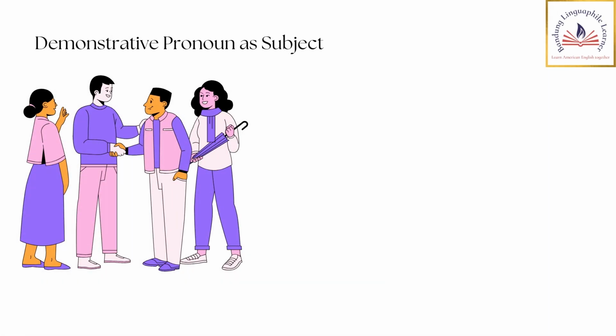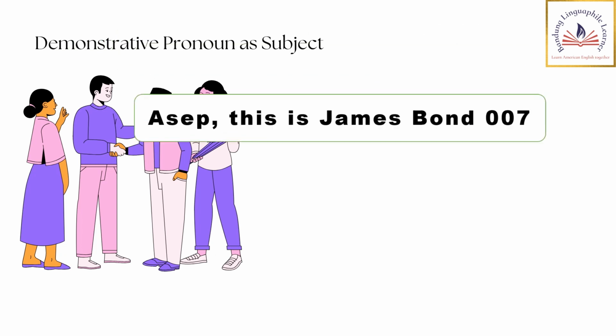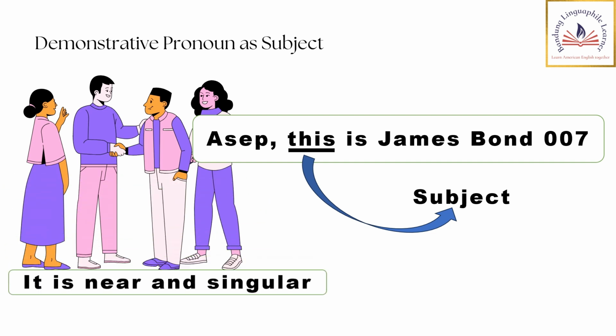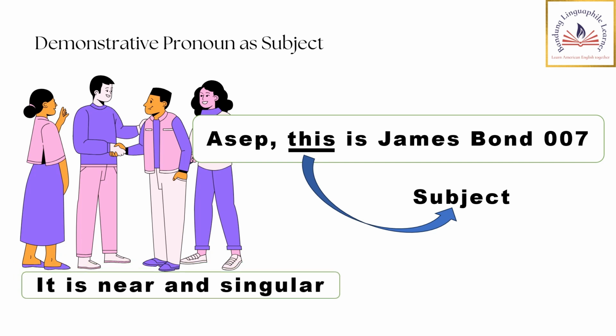Let's see an example here. Asep, this is James Bond 007. In this introduction, this is a demonstrative pronoun indicating proximity. This is the subject in the demonstrative pronoun. It is because it is near and singular.